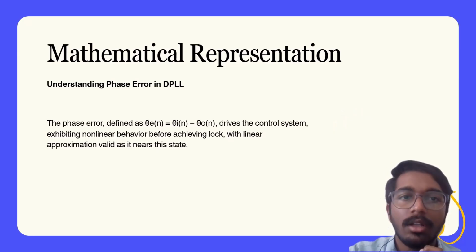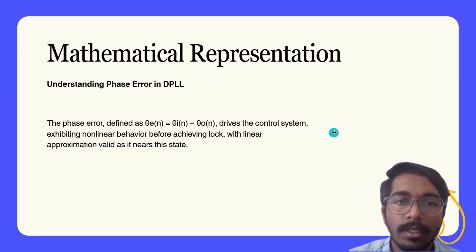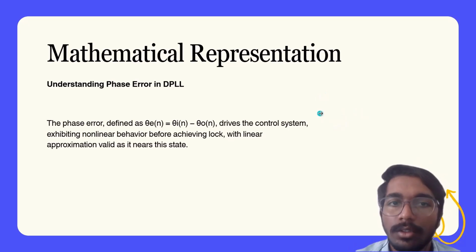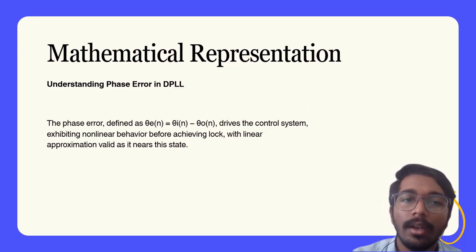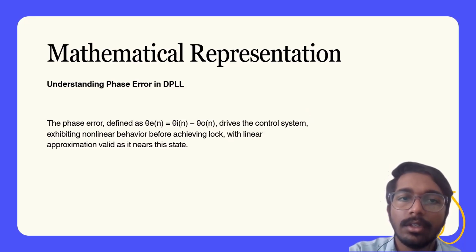In reality, the phase detector output is often proportional to the sine of the phase error. However, when the loop is close to the locked condition, the phase difference becomes very small. We use the small angle approximation, where sin(θ) is approximately equal to θ. This approximation simplifies the system and allows us to analyze it using linear control theory. So this mathematical representation is very important because it forms the basis of stability analysis and transfer function modeling of the DPLL.